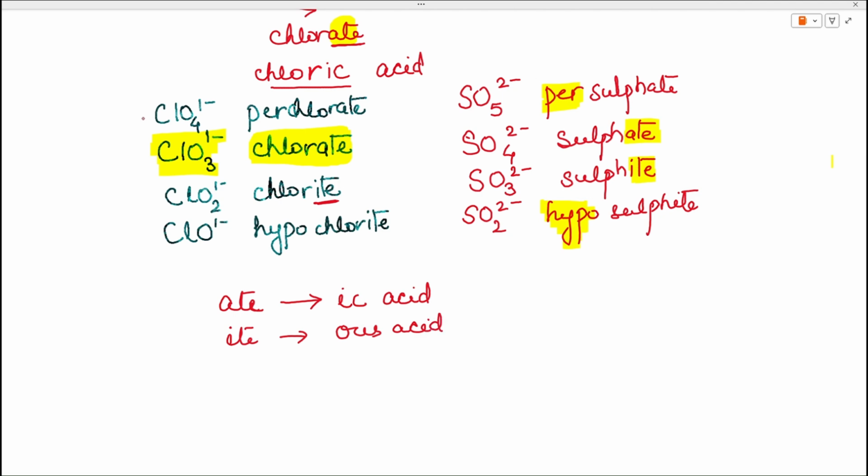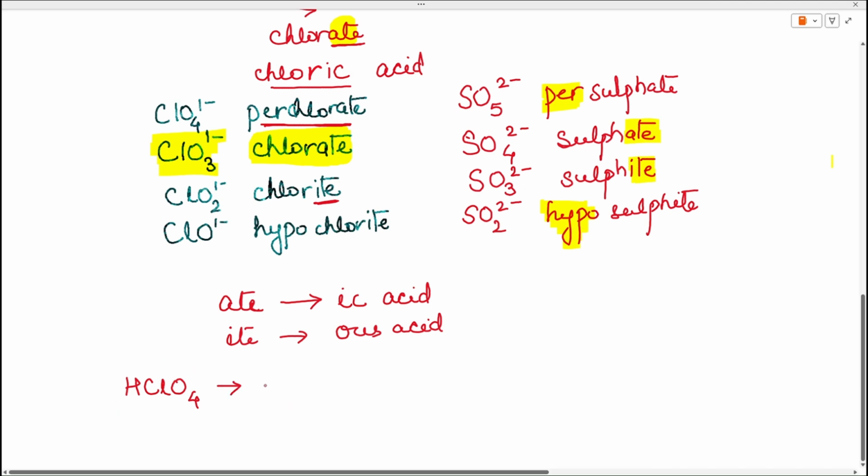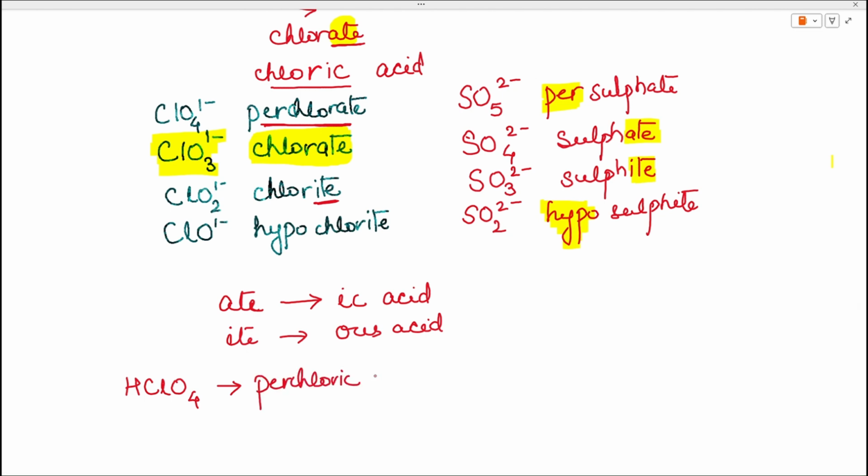Now, let us try naming HClO4. We know that it is coming from the polyatomic perchlorate. It is an oxy or an oxoacid. So I'll be naming it as perchloric acid. What I did, the ate over here is replaced by an ic, and perchlorate, when it forms an acid, that acid is going to be called perchloric acid.